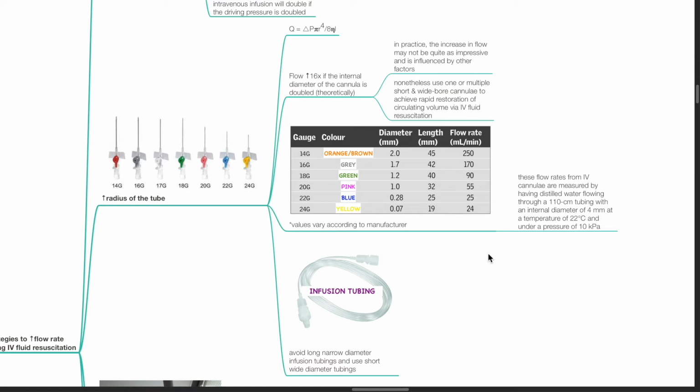These flow rates from IV cannulae are measured by having distilled water flowing through a 110 cm tubing with an internal diameter of 4 mm at a temperature of 22 degrees Celsius and under a pressure of 10 kPa.